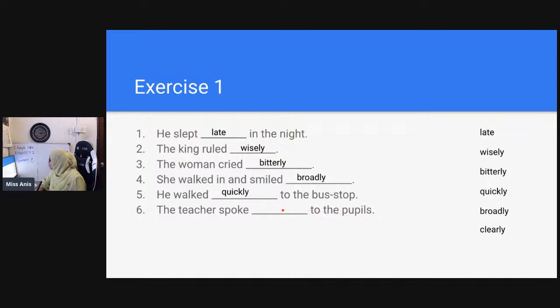Okay, FYI. So here, that's why I would say clearly ni bila dekat teacher spoke clearly, and then quickly ni bila dia nak pergi ke bus stop. Yelah, kalau jalan lambat-lambat, terlepas lah bus tu. So for him to get the bus on time, so nampak tak this logical thinking, he walked quickly to the bus stop.